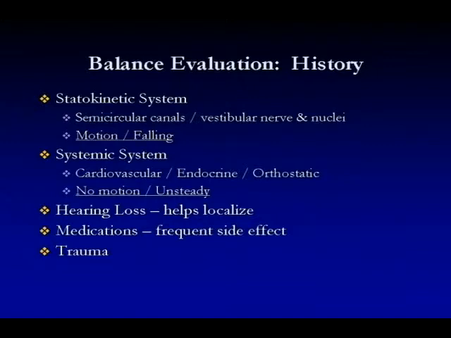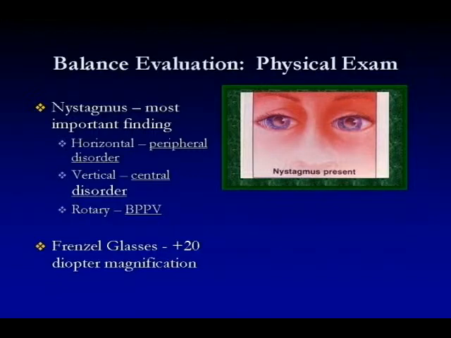Hearing loss is really important because it helps us localize which side the problem is coming from if it's a peripheral disease. You might recall the 8th nerve is half audiologic and half vestibular, and there's some crossover fibers. Medications, particularly central nervous system sedating type of medications, will often cause a lot of side effects. And then, of course, the history of trauma is usually a little more straightforward to get. However, wife abuse or spouse abuse is oftentimes not specifically mentioned unless you ask about it. Getting cuffed on the side of the head is a good way to get a vestibular event.